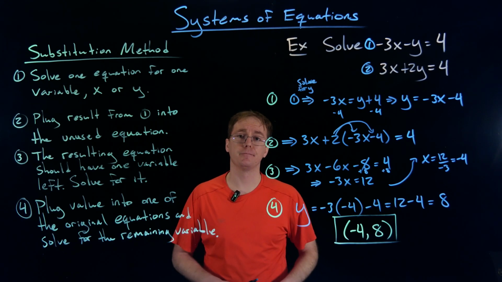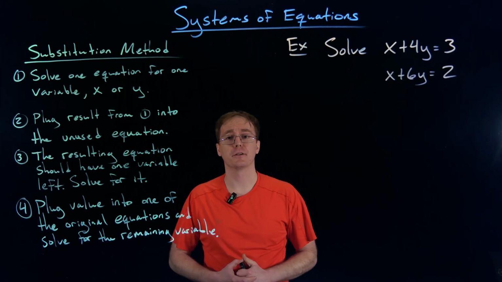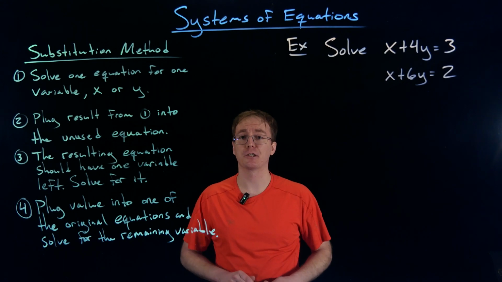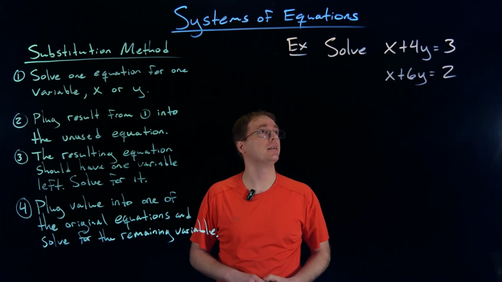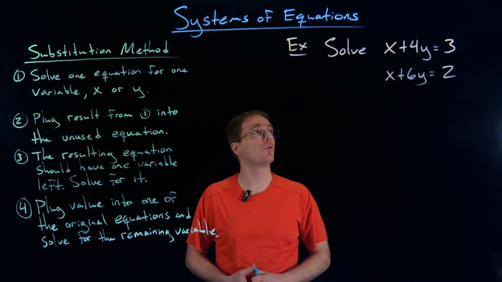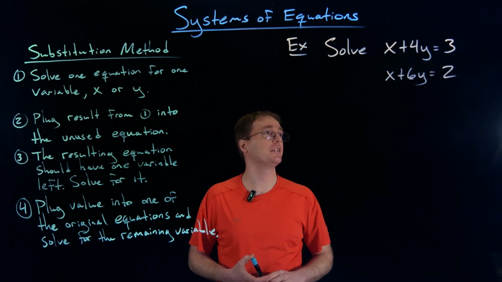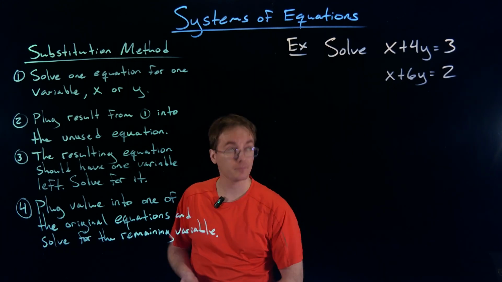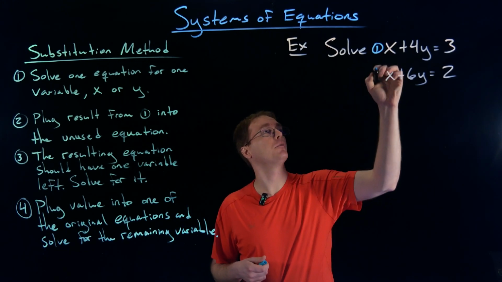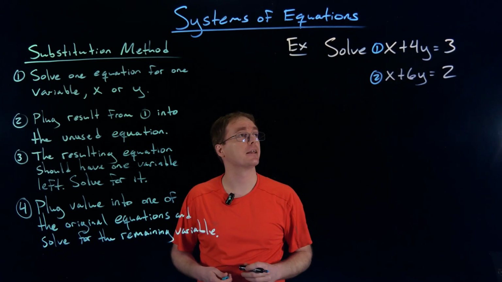All right, let's go ahead and run through another example of solving a system of linear equations using our substitution method. This time the system we're looking at has a first equation of x plus 4y equals 3, and a second equation of x plus 6y equals 2. So let's go ahead and label our equations 1 and 2, like I like to do.